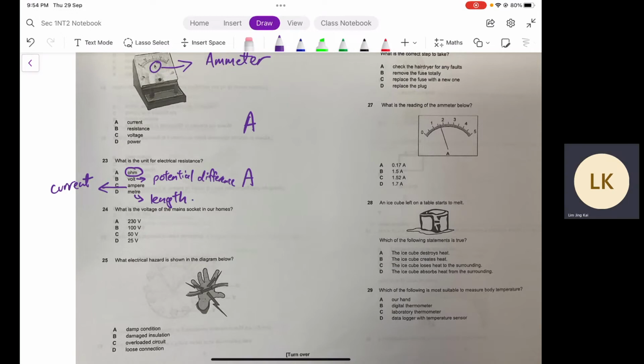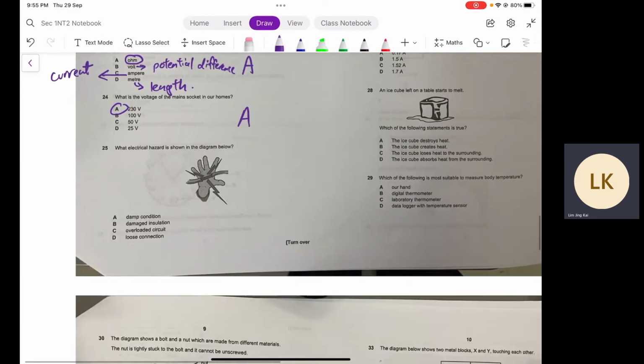Question 24. What is the voltage of the mains socket in our homes? This one you have to remember that for our homes, the mains socket, the wall switches, the wall sockets, they are actually at 230 volts.